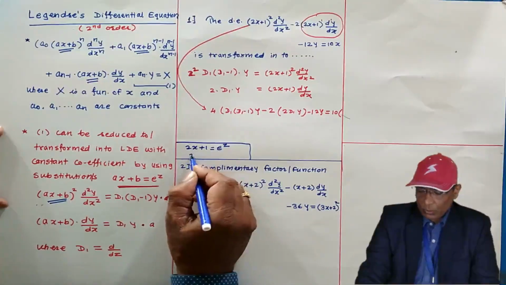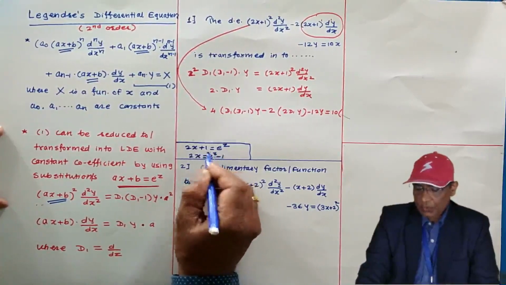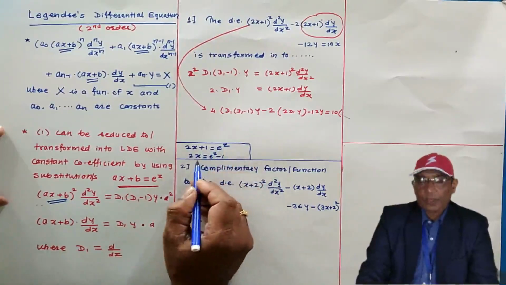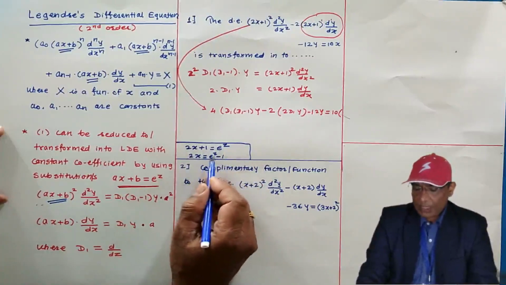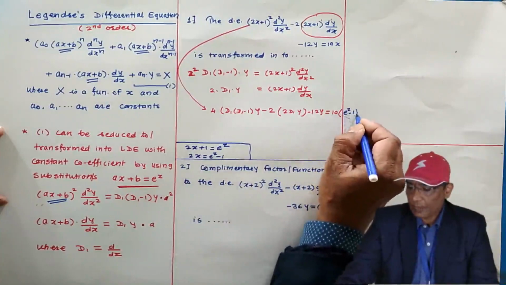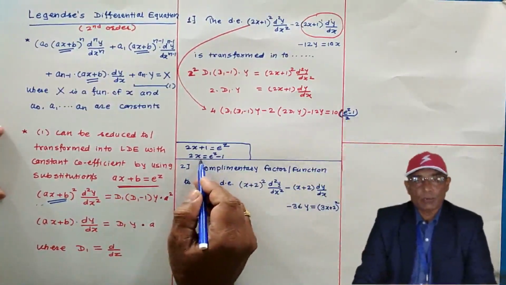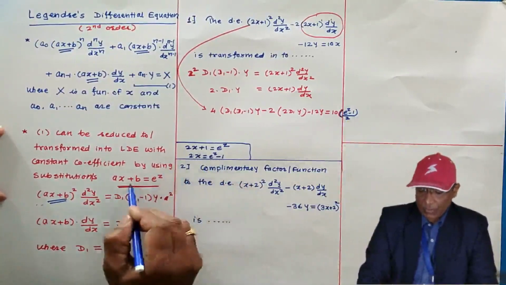Therefore, 2x equals e power z minus 1. This one I have shifted to the right hand side. Therefore, x equals what? x equals (e power z minus 1) by 2. This is the value of x. The value of x you have to find from this substitution.